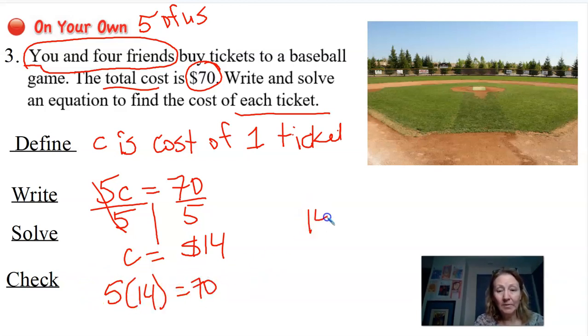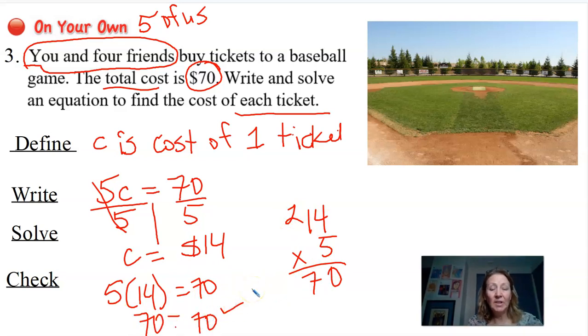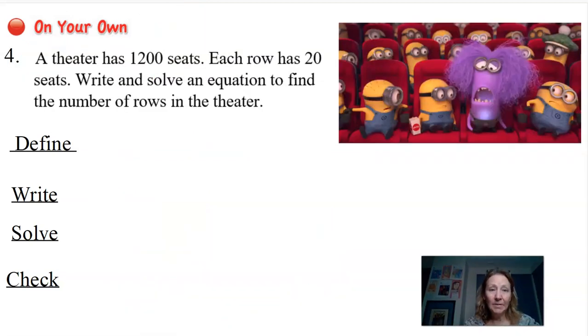And then when I check it, I'm going to plug it into the 5 times 14 equals 70. I'm going to do the math of 14 times 5 since I used mental math on that last division problem. 5 times 1 is 5 plus 2 is 7, so 70. That worked. 70 equals 70. So the cost of each ticket is $14. All right, here's another OYO. Go ahead and pause the video and try it on your own.